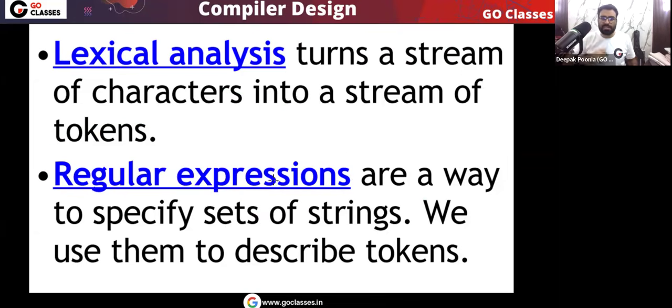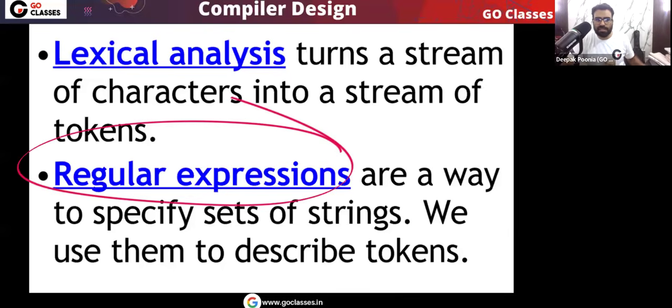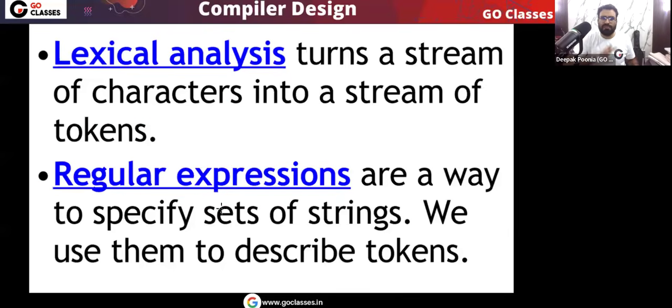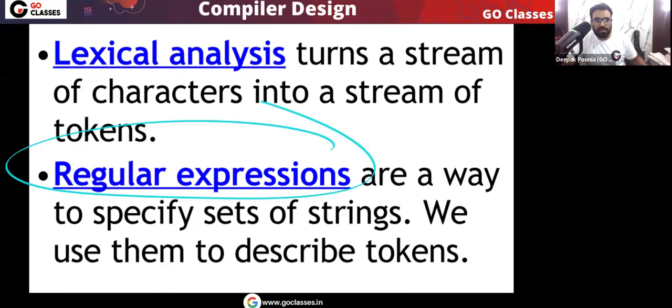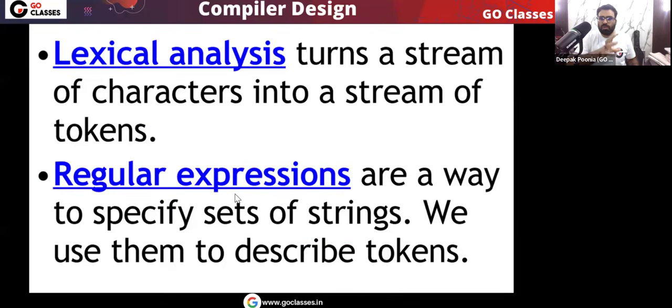In the theory of computation subject, in the automata theory subject, we study regular expressions. These regular expressions are going to be very helpful here. Remember what is a regular expression? This is a way to specify a set of strings. A regular expression is a way to specify languages, regular languages, not all languages, but regular languages. So I can say a regular expression is a notation to specify a set of strings.